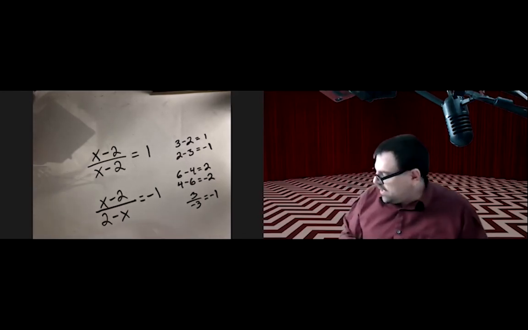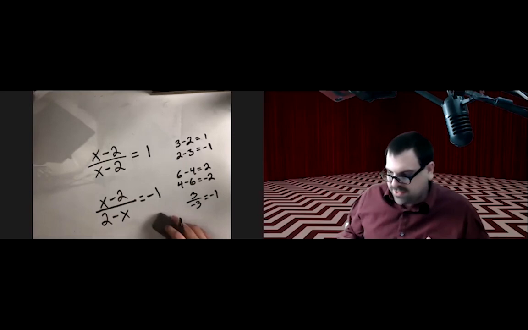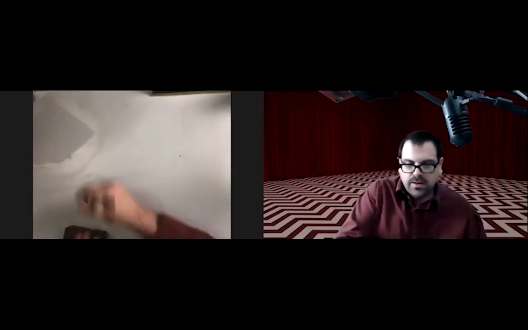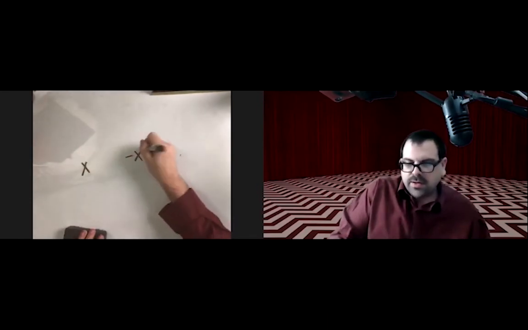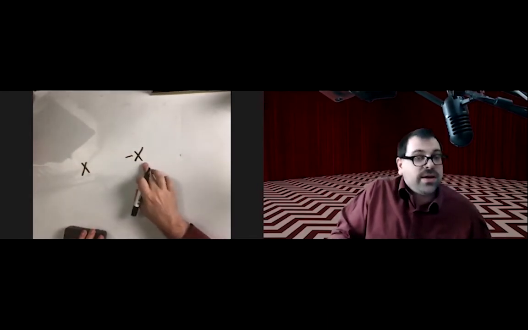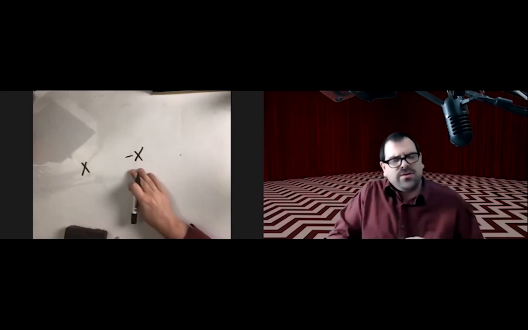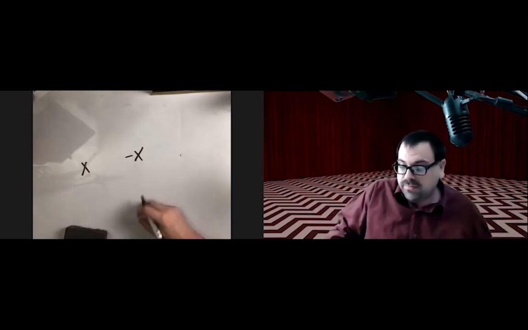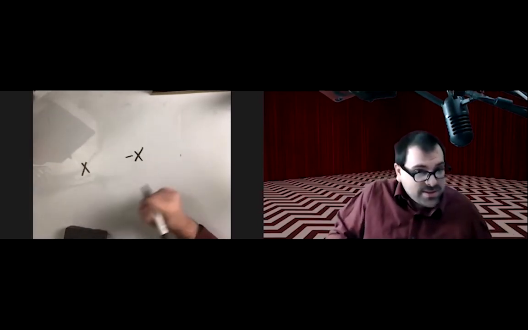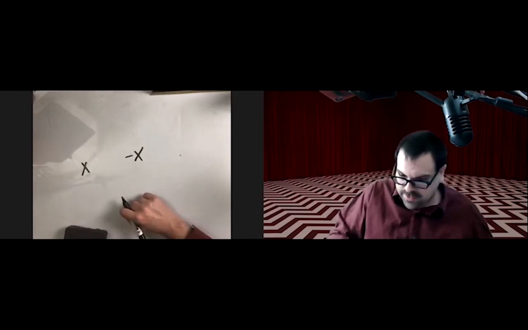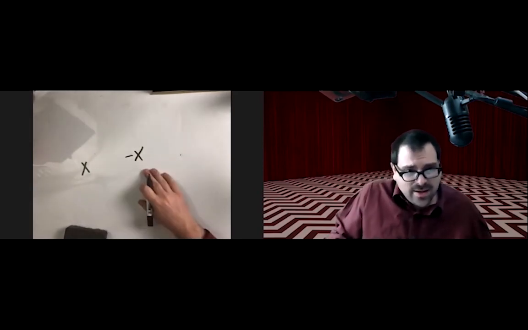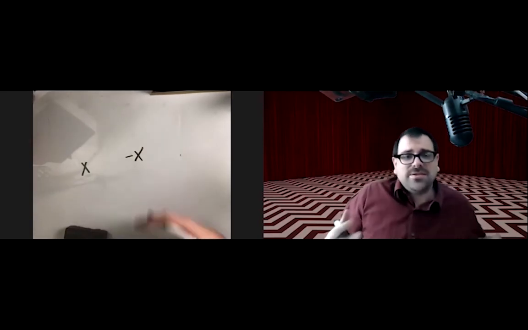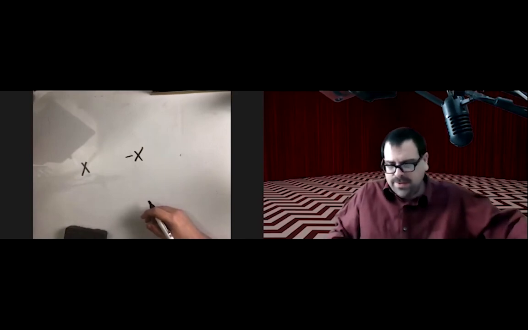What's another way of writing a number and its opposite? Well, if x is a number, then the opposite of x would be written negative x, which is a little confusing because sometimes negative x is not a negative number. If x was already negative, this would actually be positive. So I try to remember to say x and the opposite of x, but I'm going to say negative x. These are how we talk about these things.